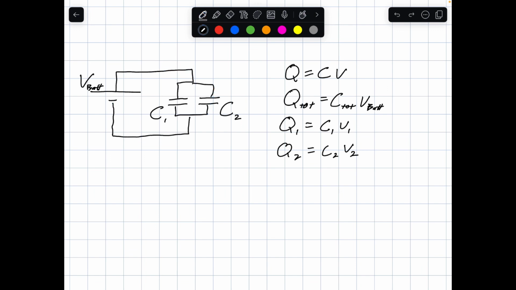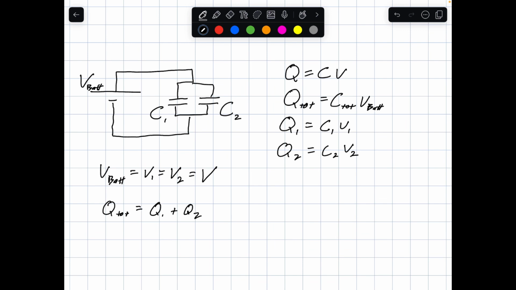So I can write that V bat equals V1, which is equal to V2. So I'm just going to call that V. The other thing I know is that the charge on capacitor 1 plus the charge on capacitor 2 add up together to give me Q total. So Q total is equal to Q1 plus Q2.